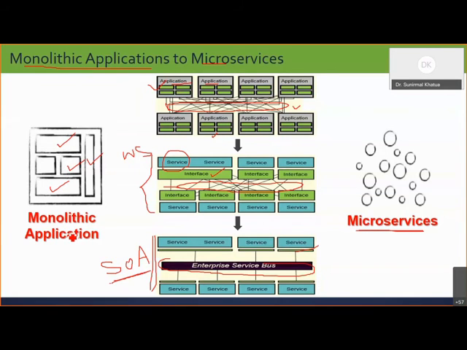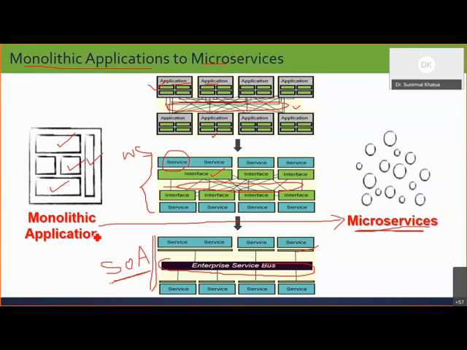Now, I will discuss how we can use the cloud environment for these applications, and how we can use cloud company platforms for running those kinds of microservices using service-oriented architecture.